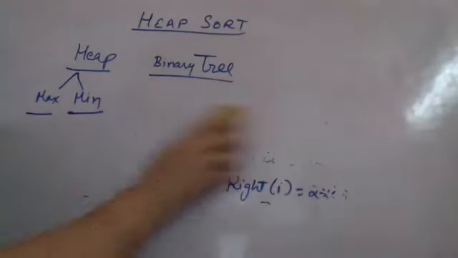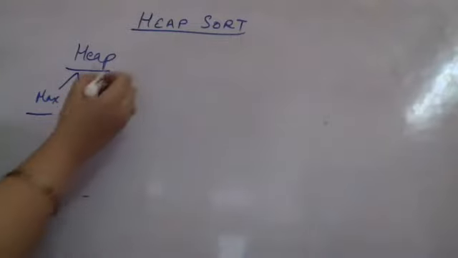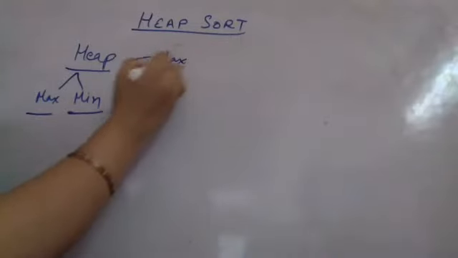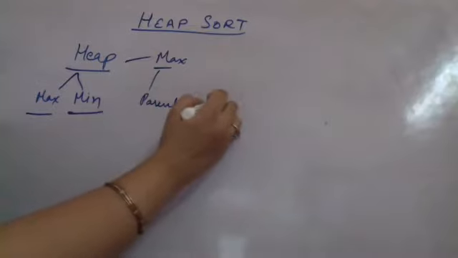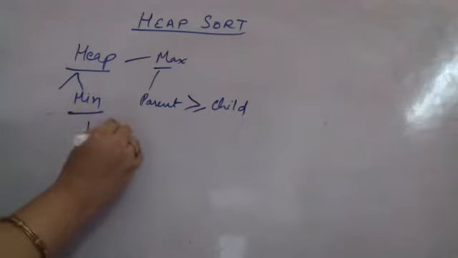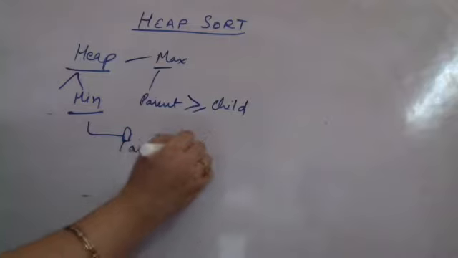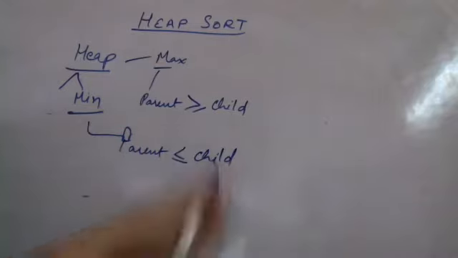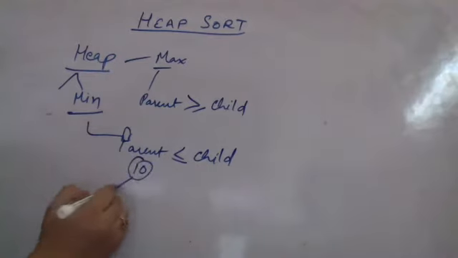The properties of a maximum heap and a minimum heap are simply that in the case of a max heap, parent is always greater than equal to the child node, and in case of a minimum heap, parent is always less than equal to the child node. What do I mean by that? Supposedly I'm having any data.